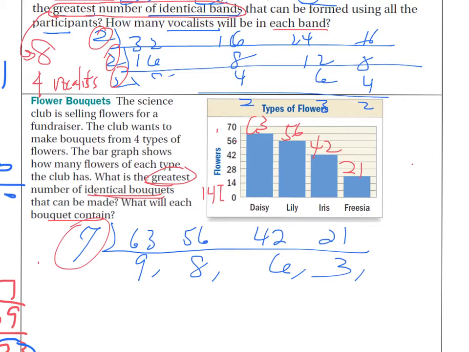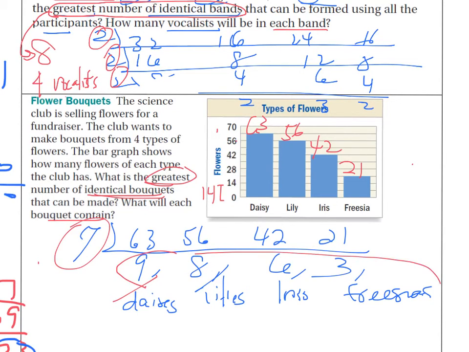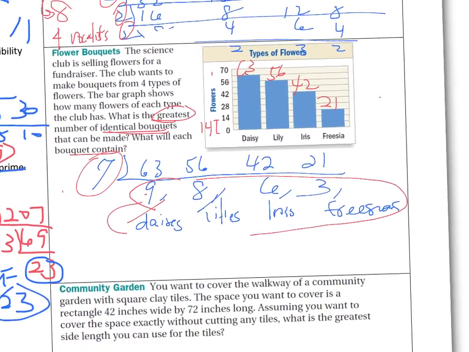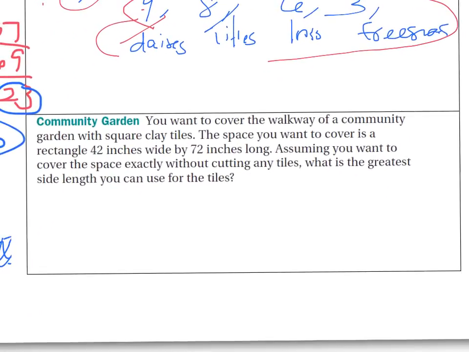Okay, and then in each bouquet you'll have 9 daisies, 8 lilies, 6 irises, and 3 freesias. Okay, and this is the other part of your answer. Alright, now let's look at the last word problem.